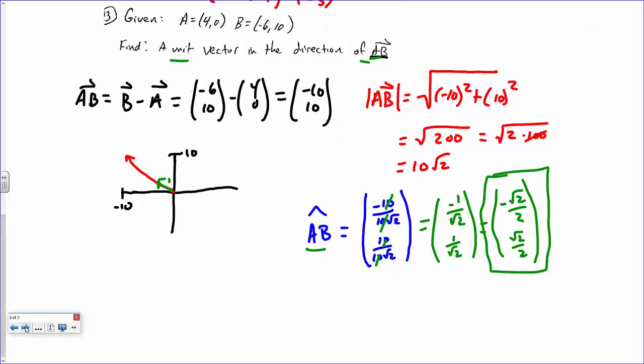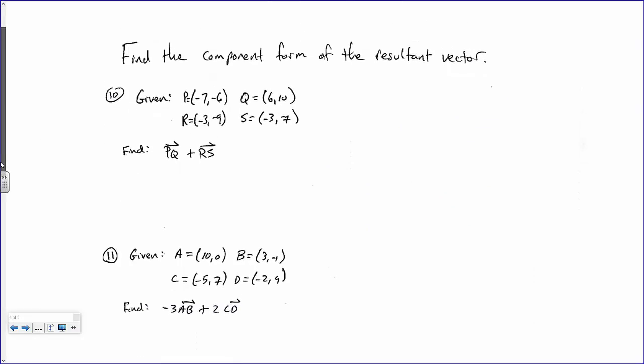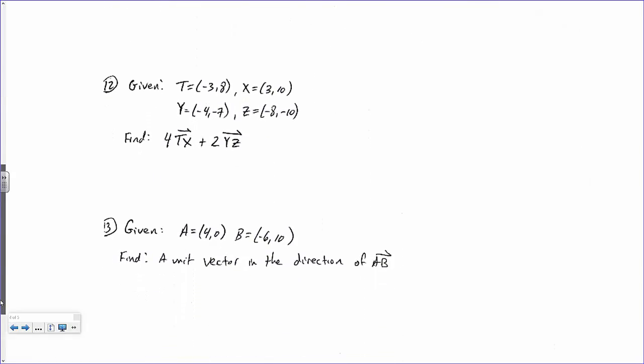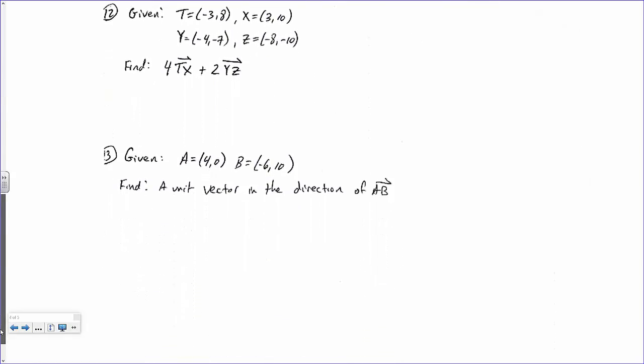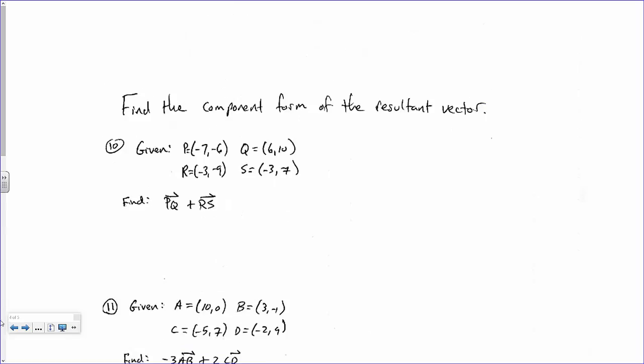Alrighty, and then I think we're on the last page finally. So that's pretty nice. Okay. And here we're going to find the component form of the resultant vectors for 10, 11, 12. And wait, did I already do this one? I believe I've already done this one.